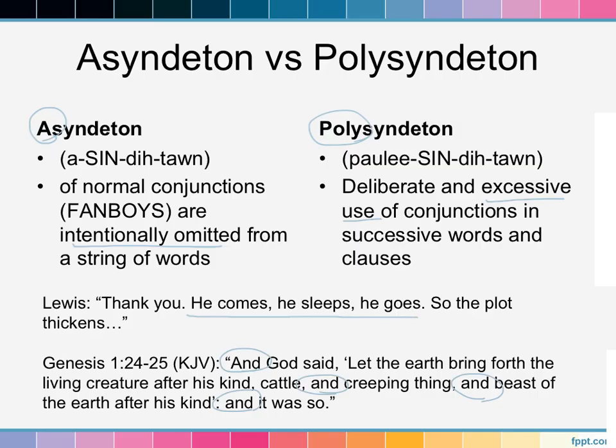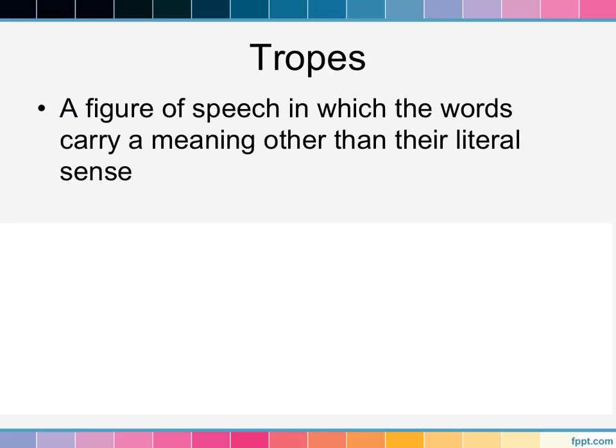Again, as you look at this, Asyndeton is the absence, A for absence. Polysyndeton is excessive. Poly is many.